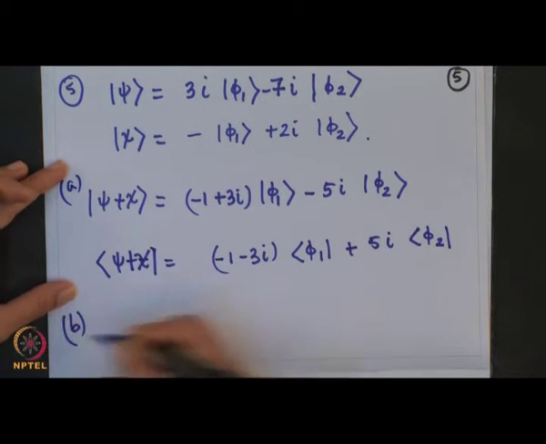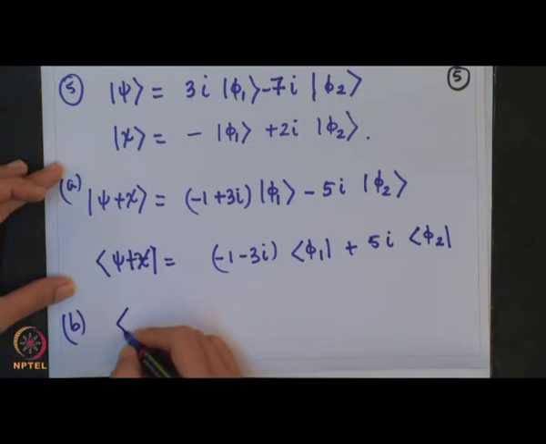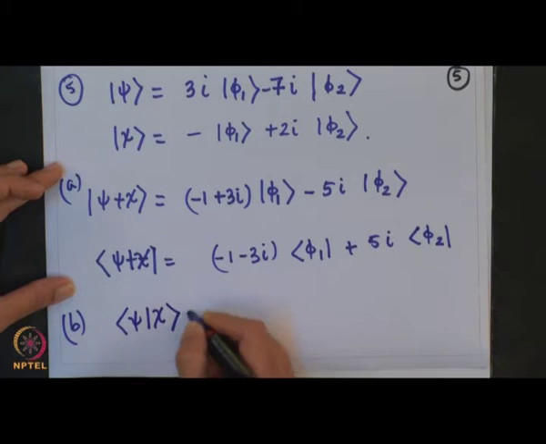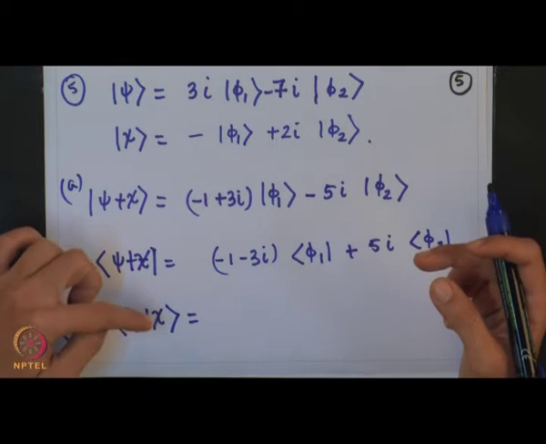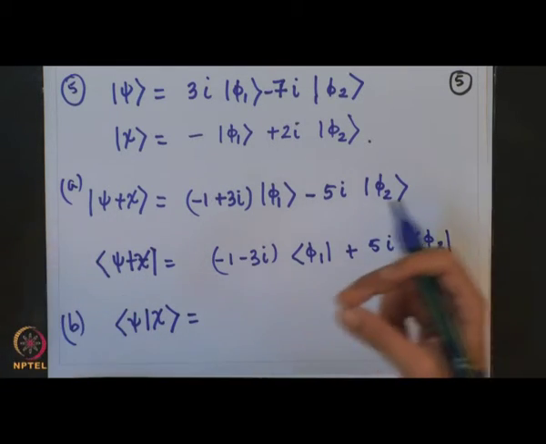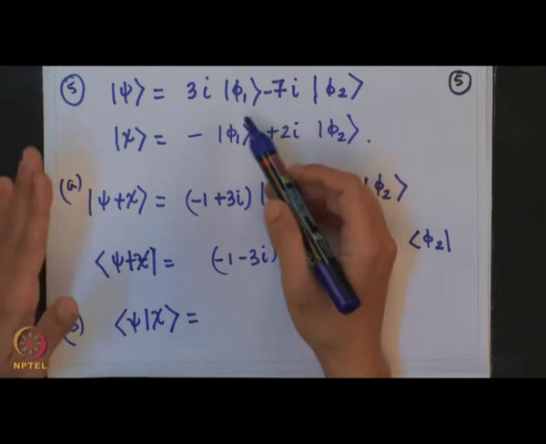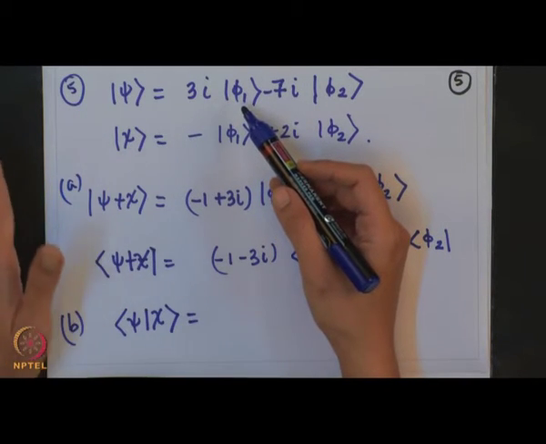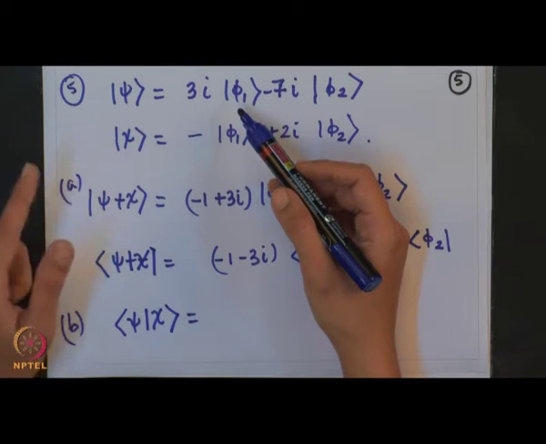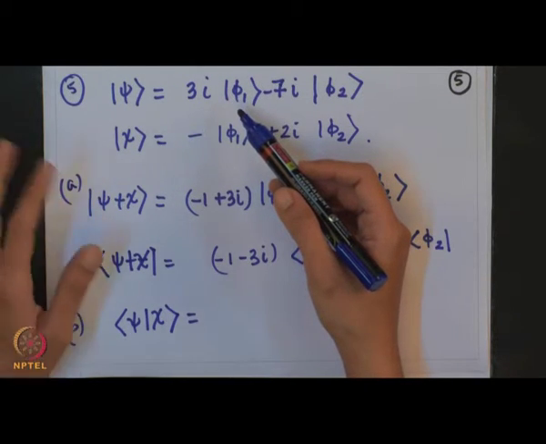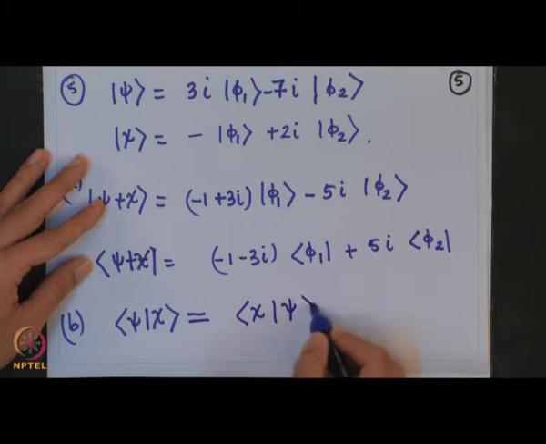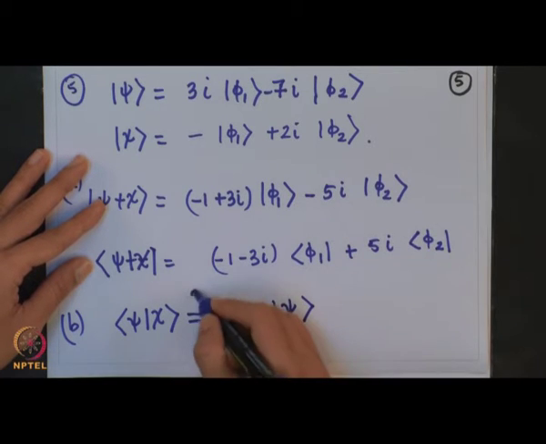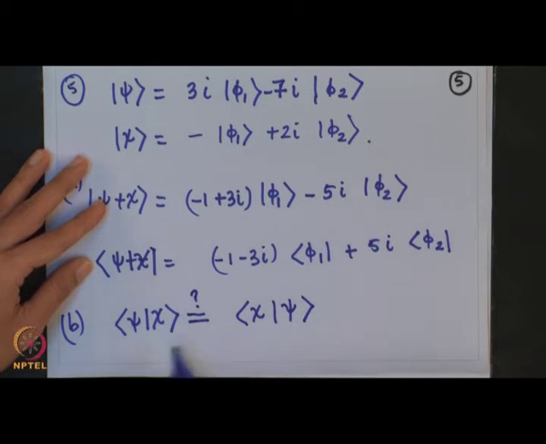In the B part, you can attempt this problem. You can simply attack it by just putting the bra of psi and ket of chi, and you know that phi 1 and phi 2 are orthonormal. That means phi 1 on phi 1 will give me 1 and phi 1 on phi 2 will give me 0, simply that. That is the hint. So, you have to check whether this and this are equal. So, what is the guess?